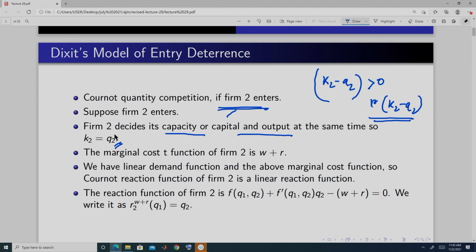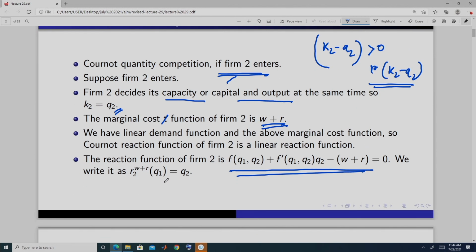The marginal cost function of firm 2 is this, because it decides its capacity and the labor at the same time. Since we assume that the demand curve is linear, we get the reaction function of firm 2 in this form.